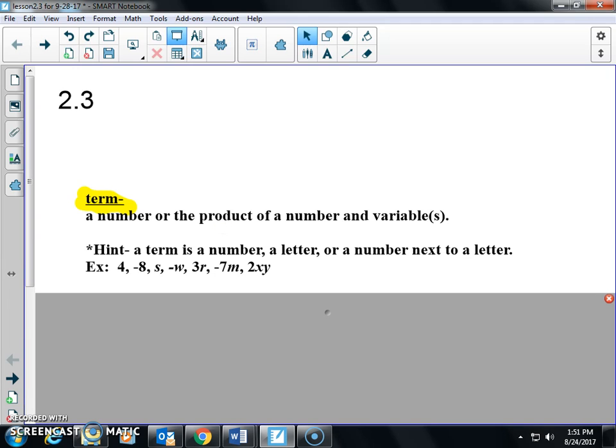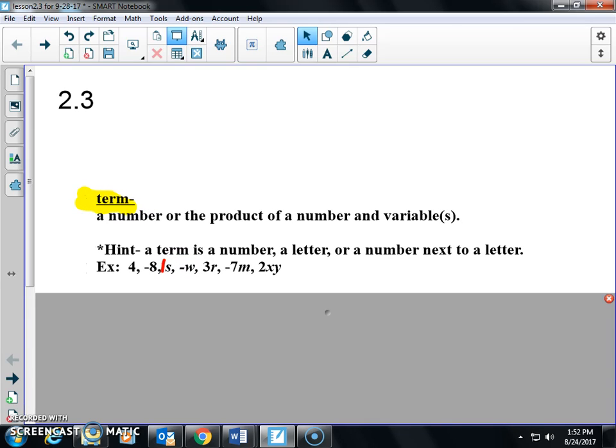And I wrote a hint down, and I said a hint could be that a term would be a number, or it could be a letter by itself, or it could be a number next to a letter. So, if you need some examples, I've got 4 and -8, S, -W, 3R, -7M, 2XY. Because remember, a term is one piece all by itself. So 4, it's one piece of an expression. -8, S. If you remember, there's an invisible 1 in front of the S. Okay? So each piece there is a term.